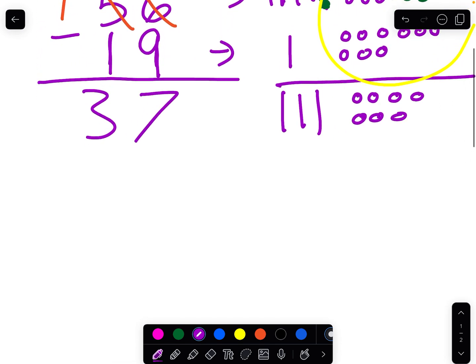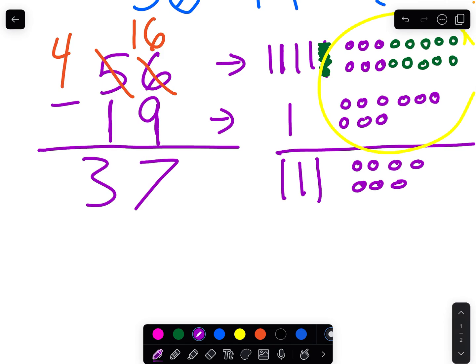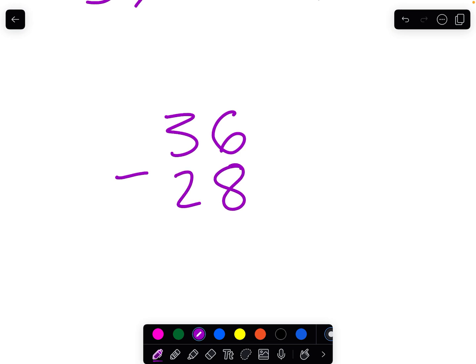But I want to show you something that allows this process to go more quickly. It is subtraction with regrouping, just not with this visual. And so basically the trick is like this. Let's say you have 36 minus 28. Let's just do that.